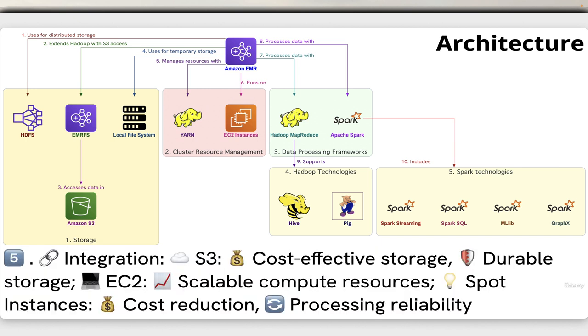Then integration, which we have seen, S3, EC2, and Spot instances. So seamless integration with Amazon S3 for cost-effective and durable storage. You can leverage EC2 instances for scalable compute resources. And EMR is optimized for Spot instances to reduce cost while maintaining processing reliability.